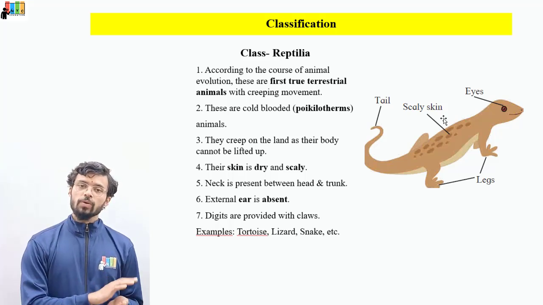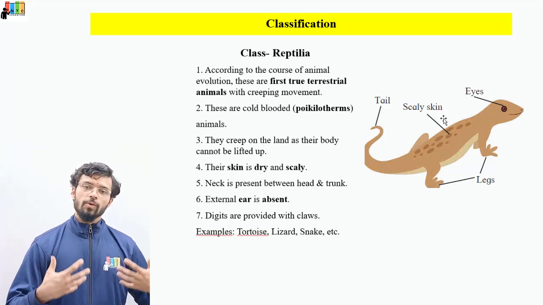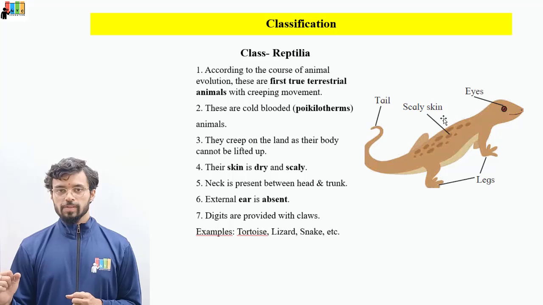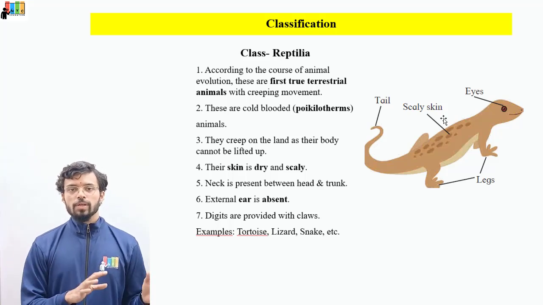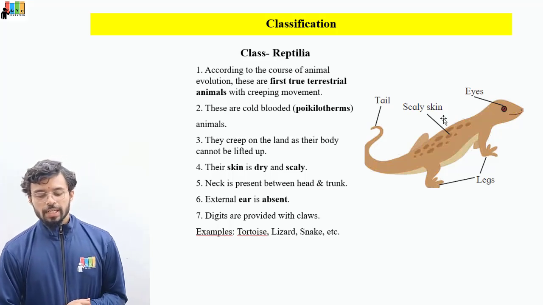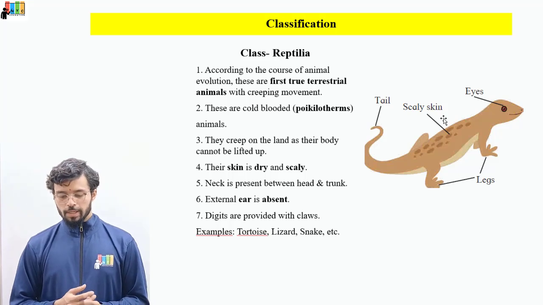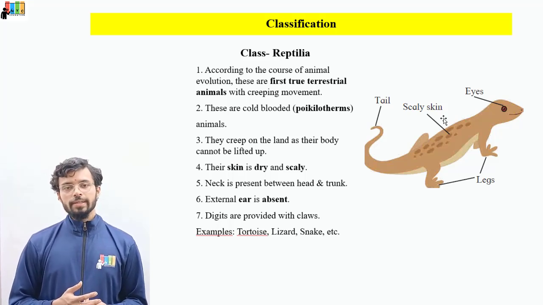That is why you see crocodiles, gharials basking in the sun to heat them up. When they are overheated, they go to water to cool themselves down, right? So they keep on shuffling between water and land to regulate their body temperature. They creep on land, right? Because their bodies cannot be completely lifted up. And their skin is usually dry and scaly.